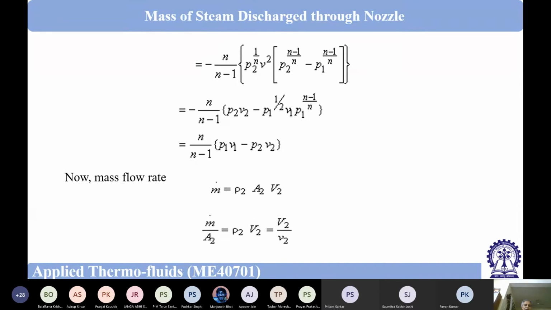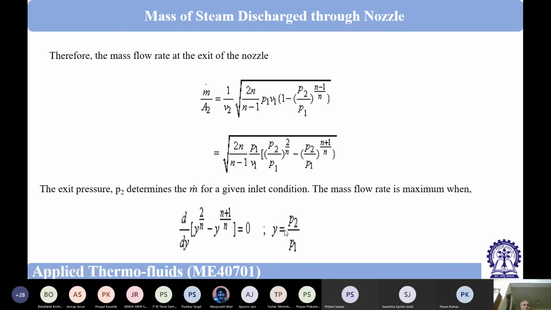So ultimately we will get this kind of an expression, and the mass flow rate m dot is equal to rho 2 A2 V2. That is the exit plane density, area and velocity, and then we will get V2 by small v2, that is your specific volume. And then we will get this expression of mass flow rate.